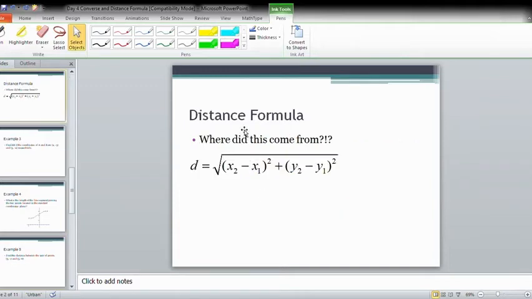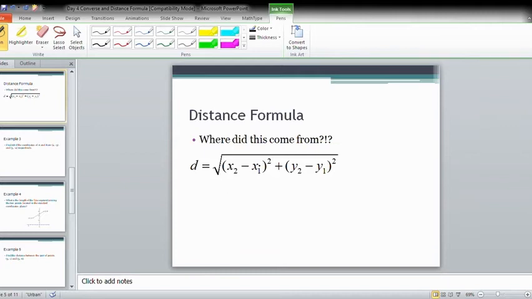All right, now we're going to do the distance formula. Some of you might have remembered seeing this in algebra, but if you haven't, here it is. So the distance formula is equal to the square root of x sub 2 minus x sub 1 all squared plus y sub 2 minus y sub 1 all squared, right? The question is, where does this come from? Well, it comes from the Pythagorean theorem, right?